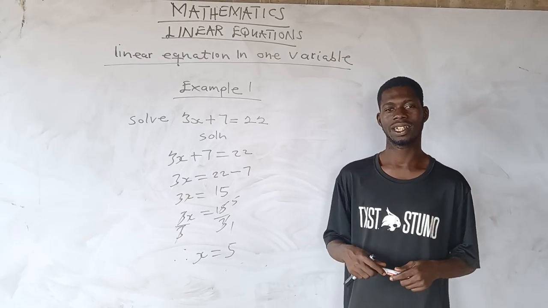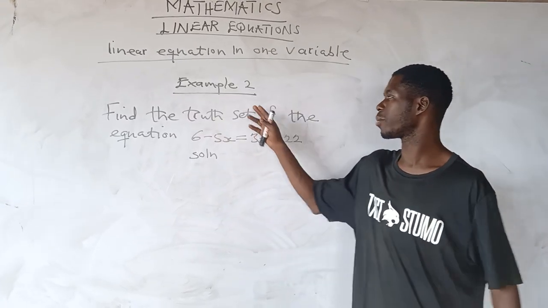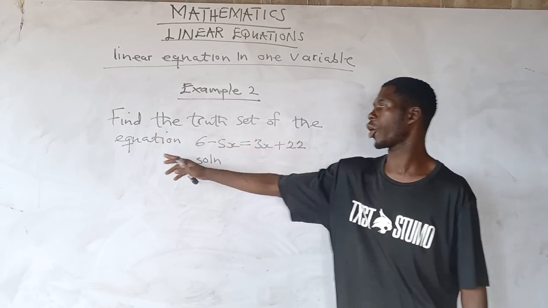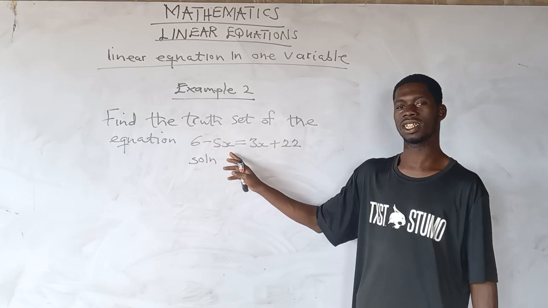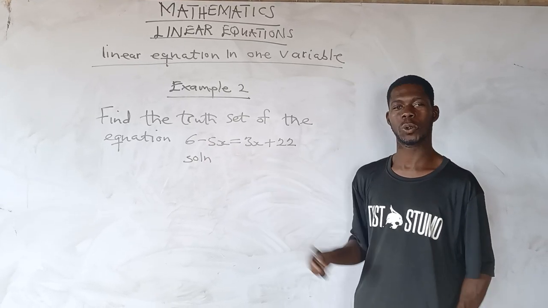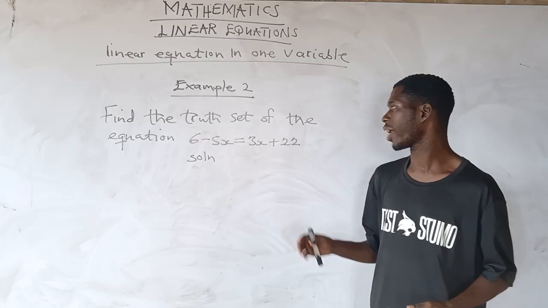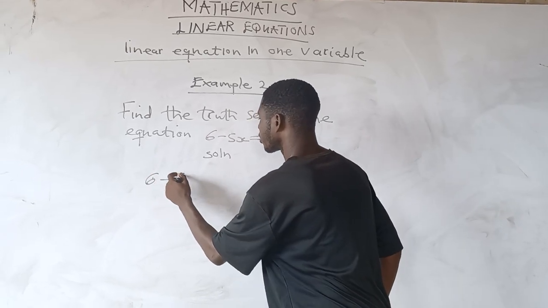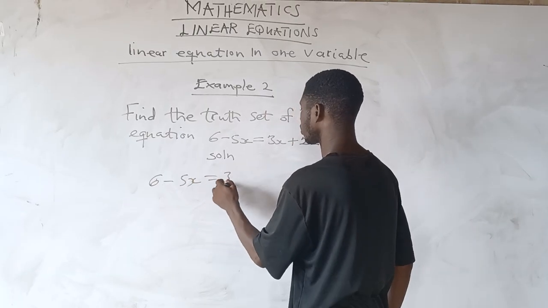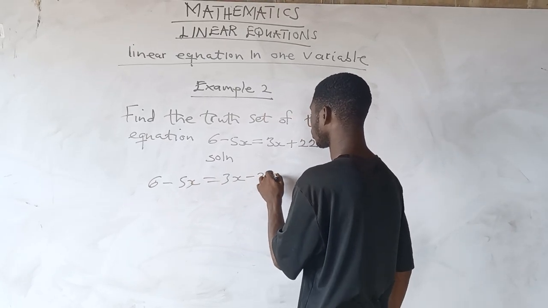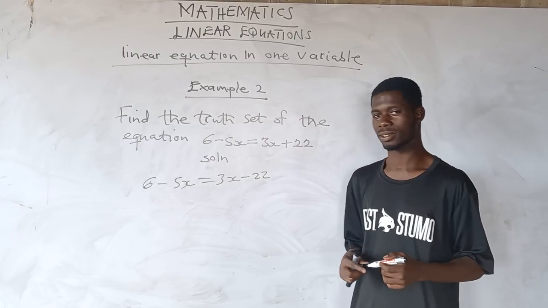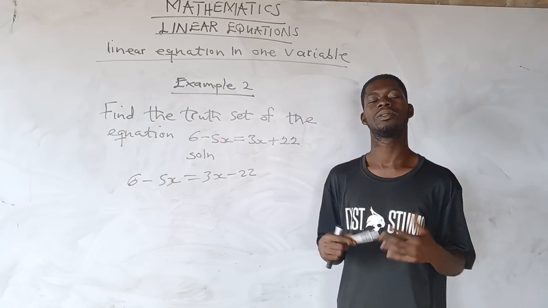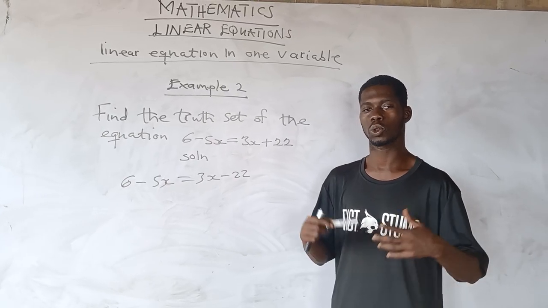So we move to example 2. It says find the true set of the equation 6 minus 5x equals 3x plus 22. We are supposed to find the true set, right? For the first step, we group the like terms.